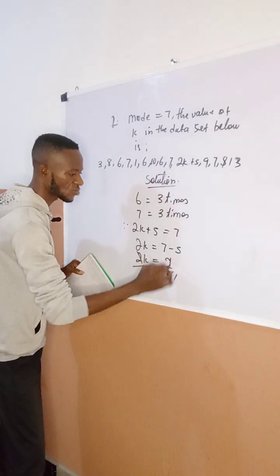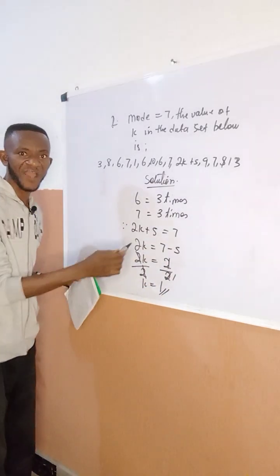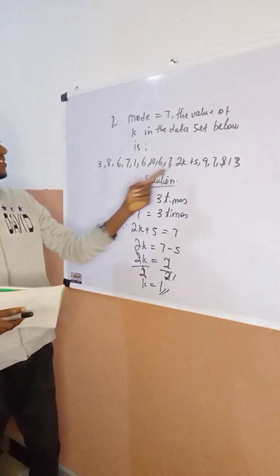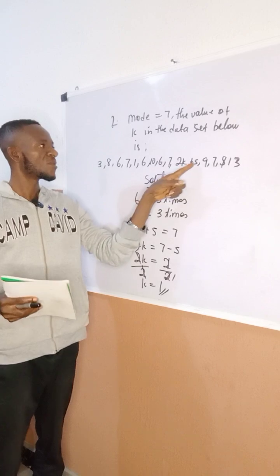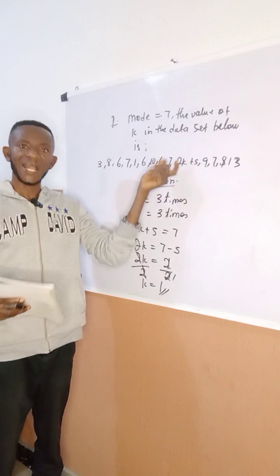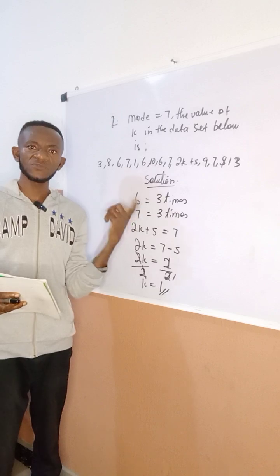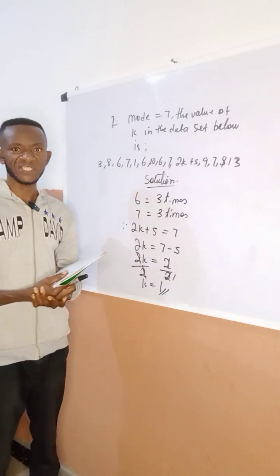And k equals 2 here is 1, 2 here is 1, 1 divided by 1 is 1. So the value of k is 1. And bringing the value of k and putting it into this 2k plus 5, you find out that this becomes 2 times 1 is 2, plus 5 is 7. And that makes this value 7, which equally makes 7 occur the highest number of times in this data set.